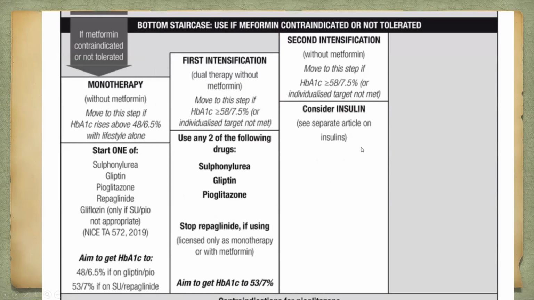So this is the staircase if we can't use metformin. Without metformin, we can use any of these with the aim of getting HbA1c down to 48. But if they are on sulfonylurea, we aim for the HbA1c down to 53.